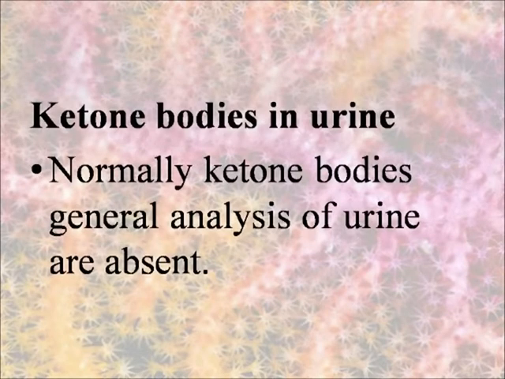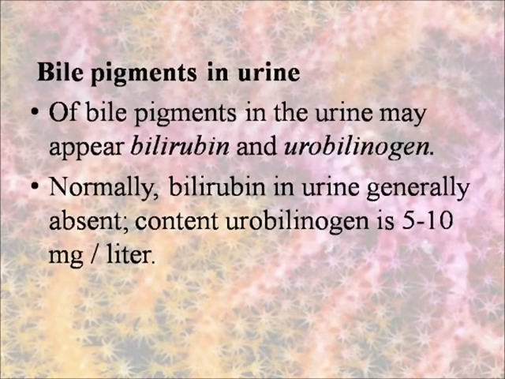Ketone bodies in urine. Normally, ketone bodies in the general analysis of urine are absent. Bile pigments in urine. Bile pigments in the urine may appear as bilirubin and urobilinogen. Normally, bilirubin in urine is generally absent. Content of urobilinogen is 5 to 10 mg per liter.